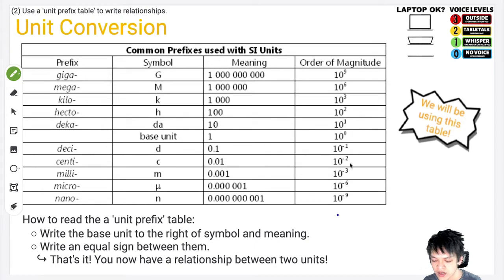Don't worry about the order of magnitude. All this is whatever the meaning is in terms of exponents. So for example, 10 to the second power is the same thing as 100. It's just a condensed way to write the meaning.